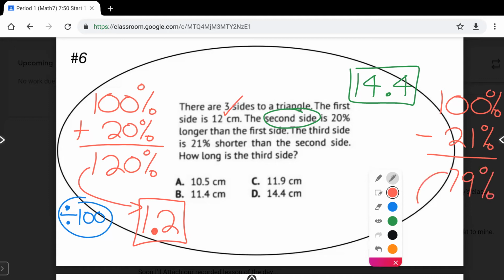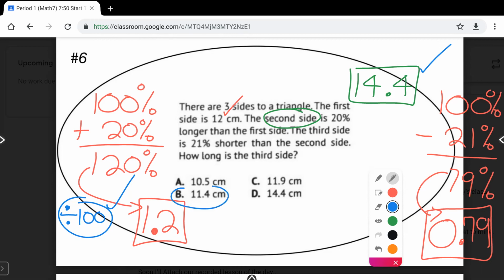And when I make this into a decimal by, again, dividing by 100, this is going to give me 0.79. Now that becomes my multiplier. Now I take my last value, my second side, 14.4, multiplied by 0.79. And as a result, when I look at my choices, the answer that is best represented is going to be 11.4. This is what my calculator gave me.